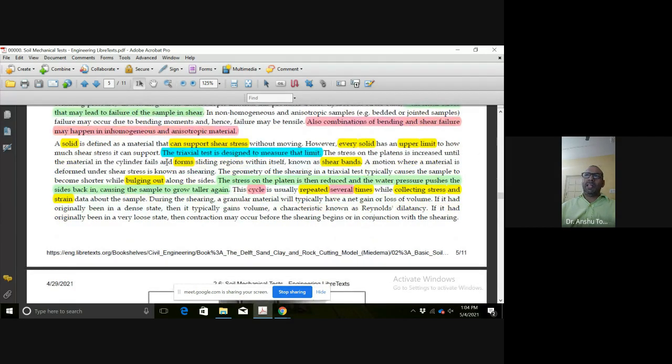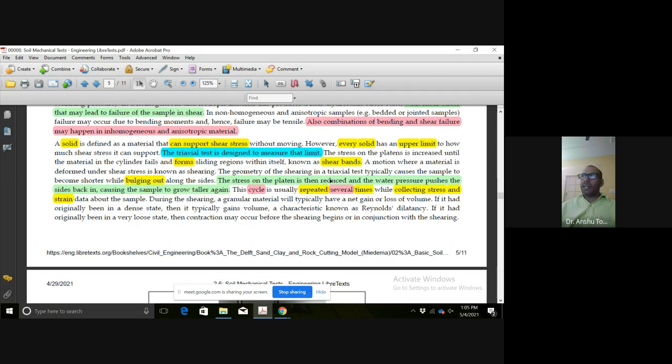This is a very important line. The stress on the platens, that is the vertical circular platen from the upside, is increased until the material in the cylinder fails and forms sliding regions within itself known as shear bands. So as the pressure continues to increase, shear bands form in the specimen. That is how we finally decide how the specimen is going to fail.